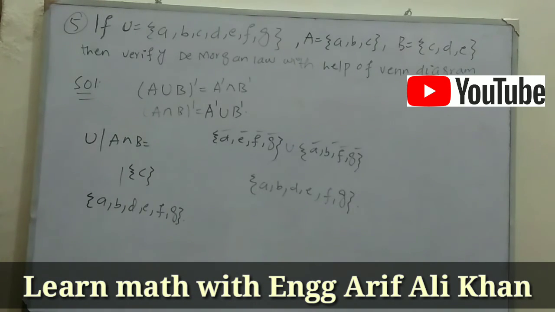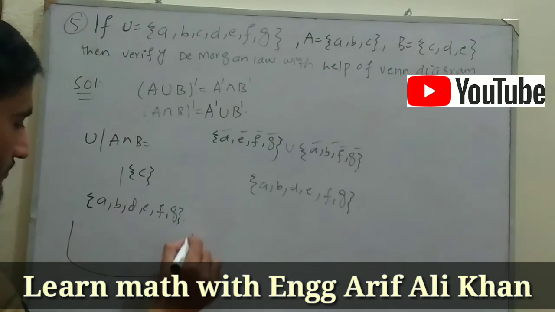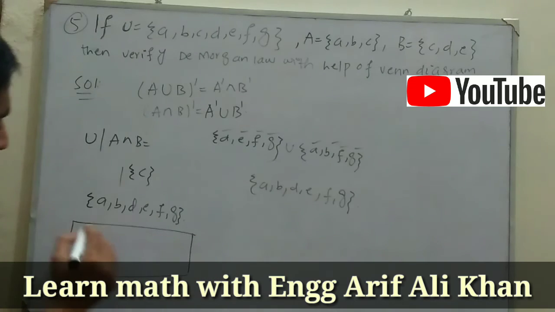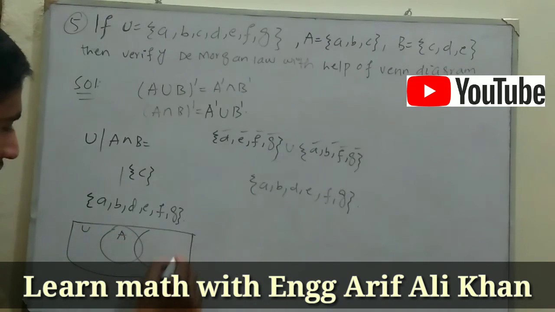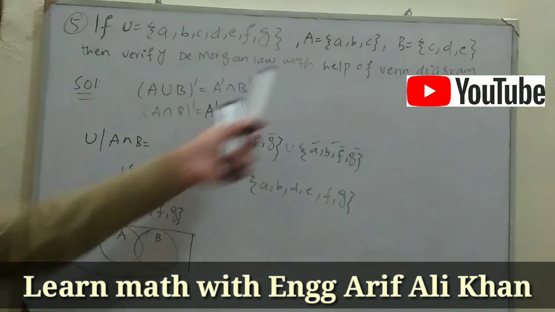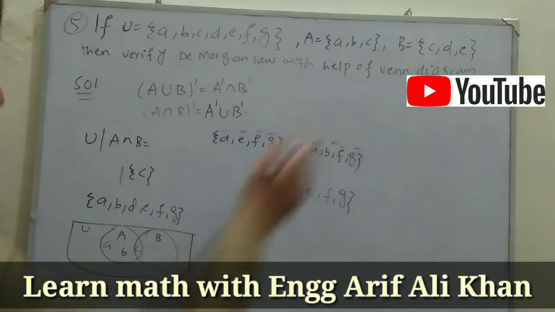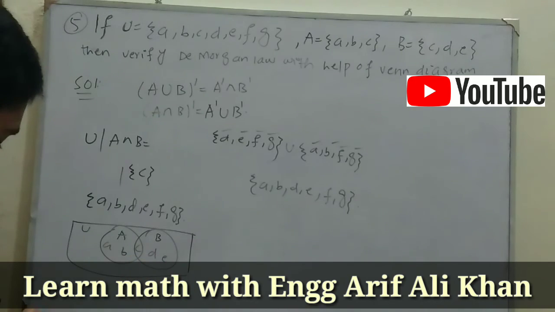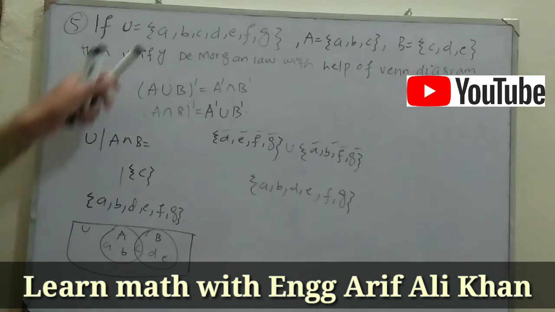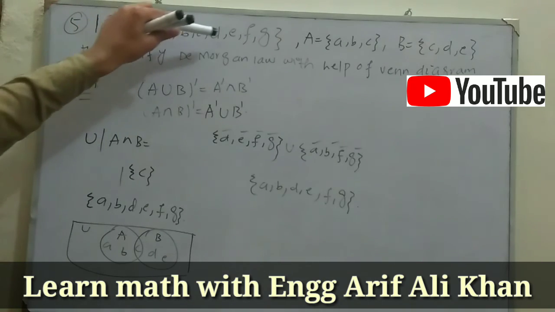Now we prove this law with the help of a Venn diagram. So draw a rectangle. Let's suppose this is the universal set. This is set A, and let's suppose this is set B. The common element in set A and set B is C. So right over here C, and in set A we are left with A, B, and in set B we are left with D, E.